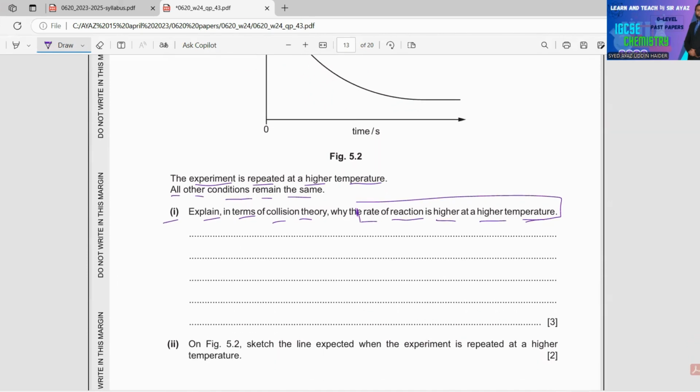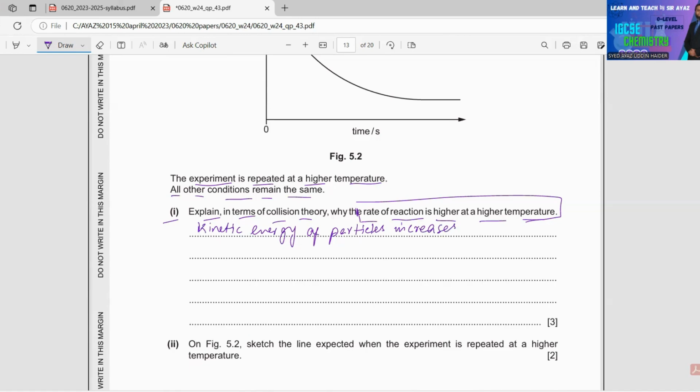It's of 3 marks. So you can't write the statement rate of reaction increased or rate of the reaction is higher. So you will start with the kinetic energy of particles. The kinetic energy of particles increases.